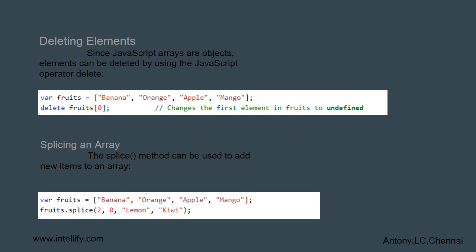Splicing an array. The splice method can be used to add new items into an array. For example, the variable fruits is equal to banana, orange, apple and mango. If I give fruits.splice(2, 0, "Lemon", "Kiwi"), lemon and kiwi will be added before apple, at index 2. So the order will be banana, orange, lemon, kiwi, apple and mango. This is where the fruits will be written.